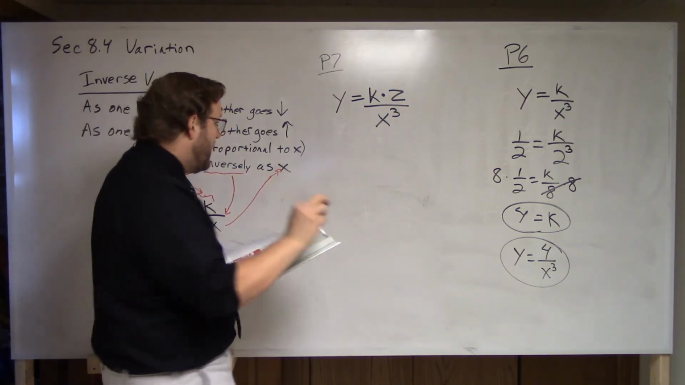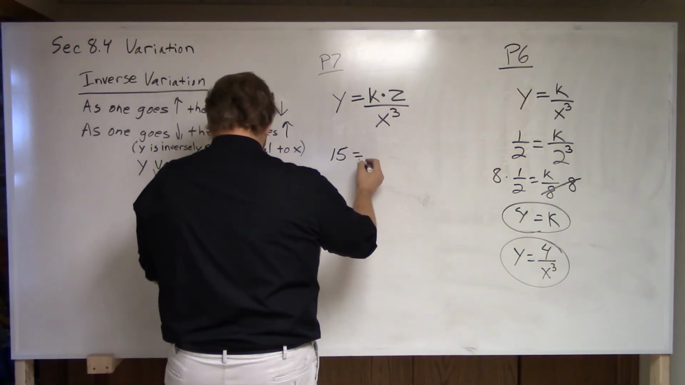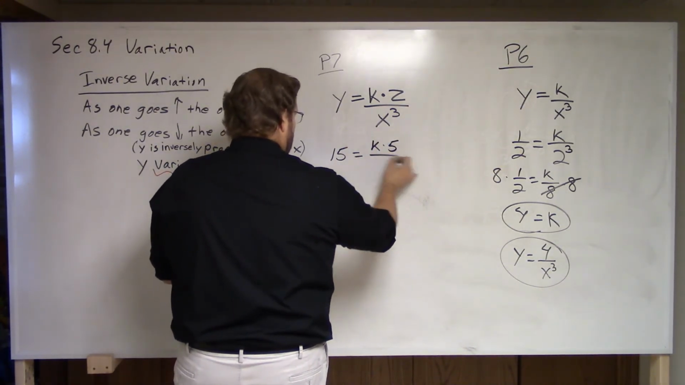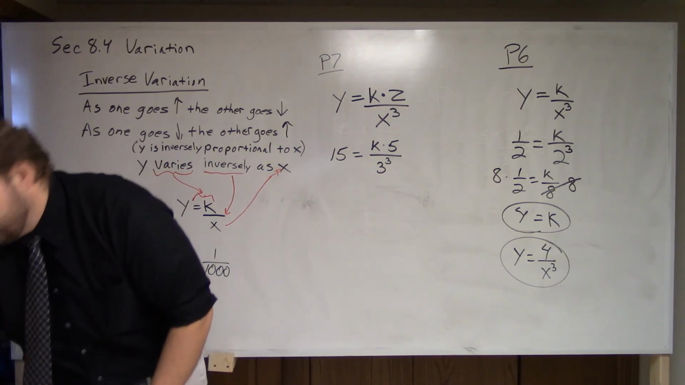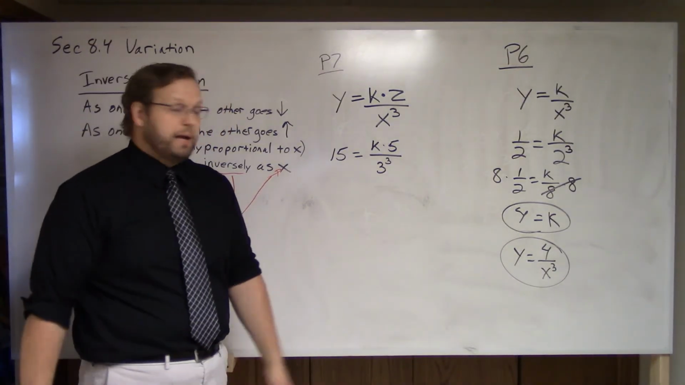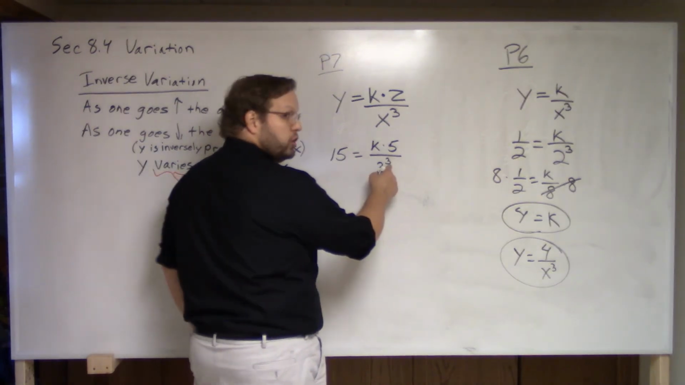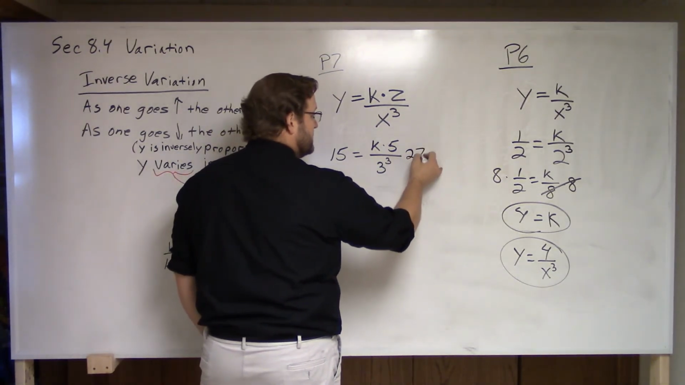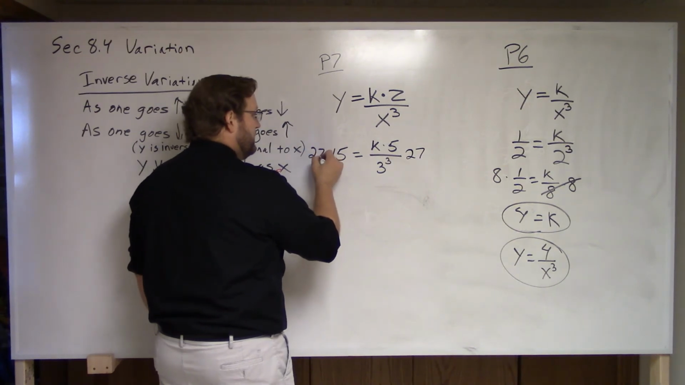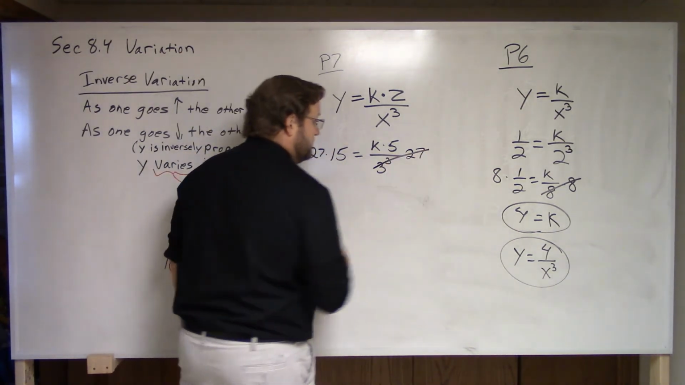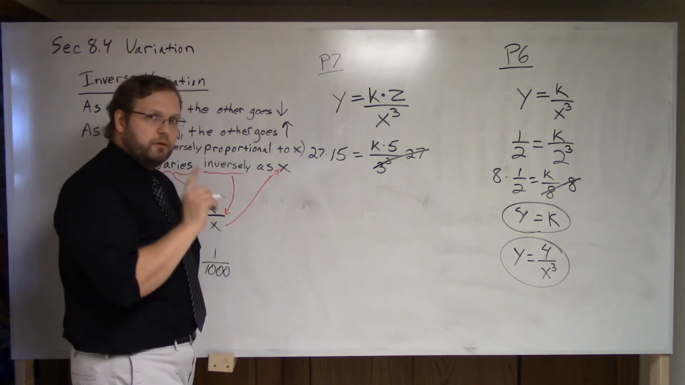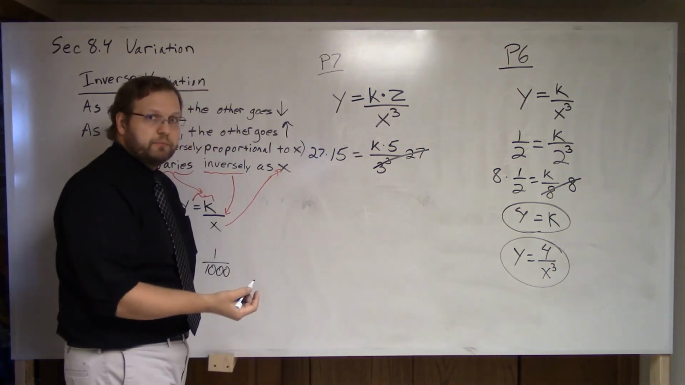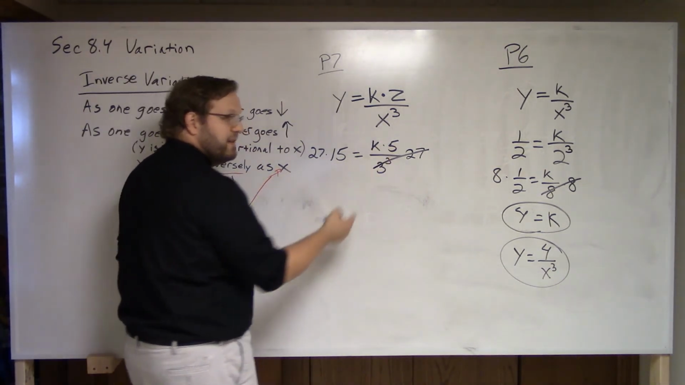Now, let's dig in and get those values. It says if y is 15 when z is 5 and x is 3. Don't forget to cube that. Find the constant of variation and that variation equation. Okay? Let's see what happens. We've got 3 cubed is 27. I'm going to multiply by 27 because 3 cubed, that would cancel that out. Okay? Now, let me show you a little trick here. If you want, you could just multiply 27 times 15. Or, I know that I have that 5 coming.